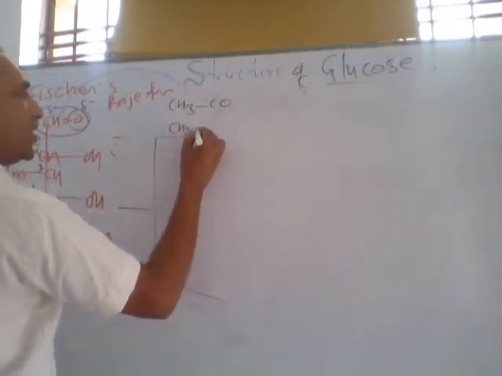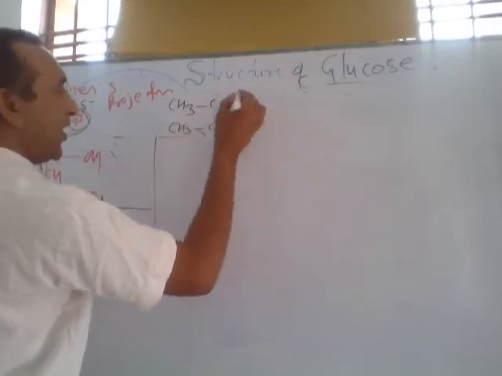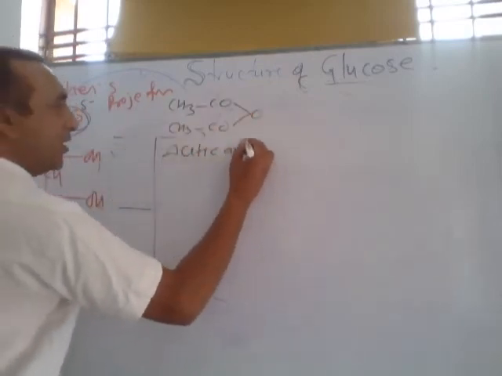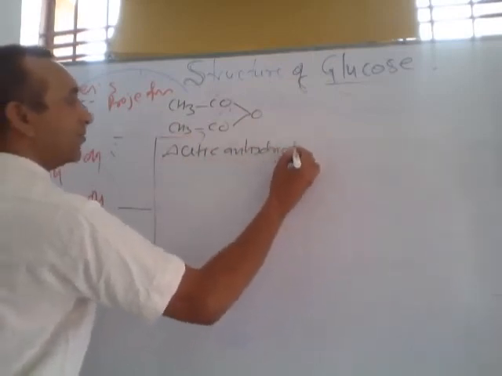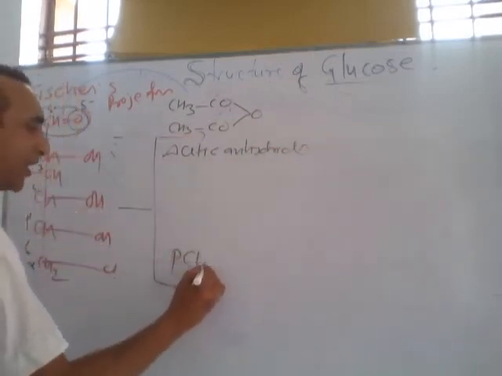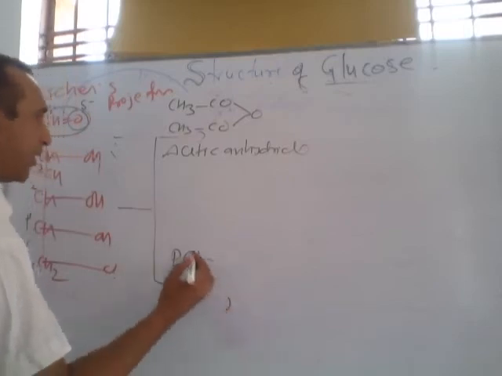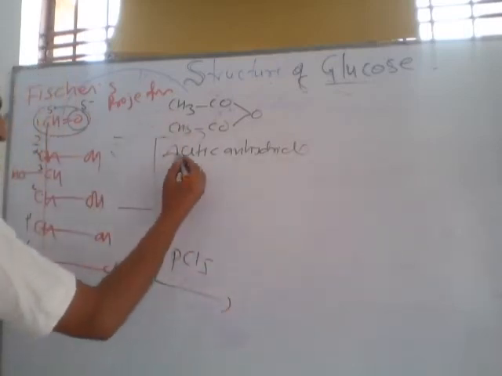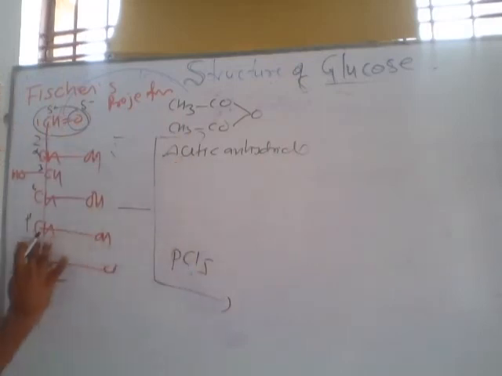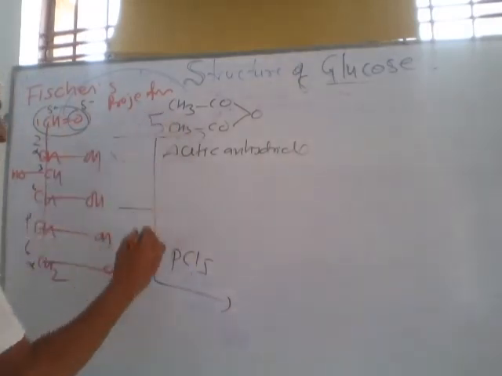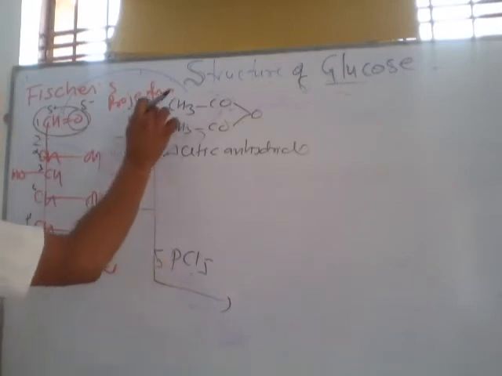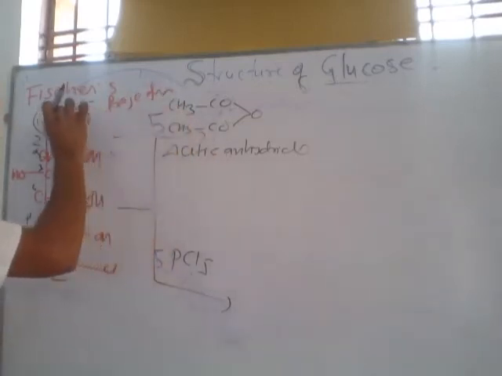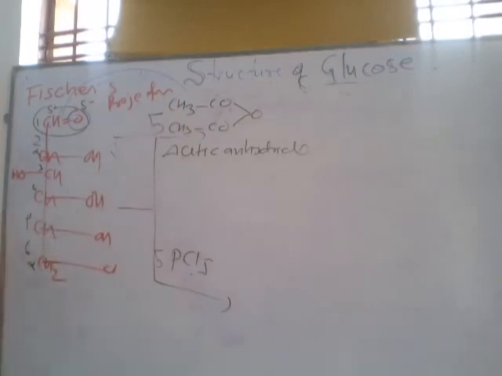CH3CO, CH3CO, these two connected by an oxygen, is called acetic anhydride. And this is PCl5, phosphorus pentachloride. During the reaction of acetic anhydride and PCl5 with glucose, we use 5 molecules of these two compounds. The reacting species using 5 molecules proves that there are 5 OH groups present.